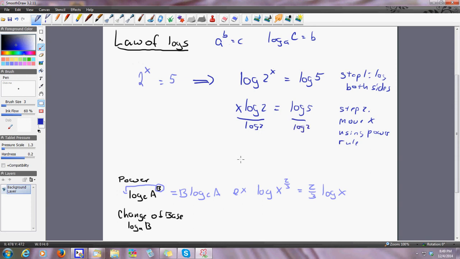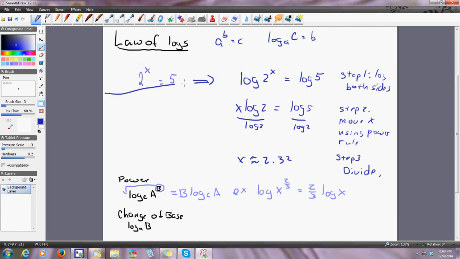One of the things I really want to stress is log of 5 and log of 2 are just numbers. They're actual numbers. And I'm going to use my calculator. I'm going to say log of 5 divided by the log of 2. And when I do that, I get x is approximately 2.32. And that's it. You can solve these problems where you're looking for an exponent by using this rule, or by logging both sides, using the power rule, and then dividing.